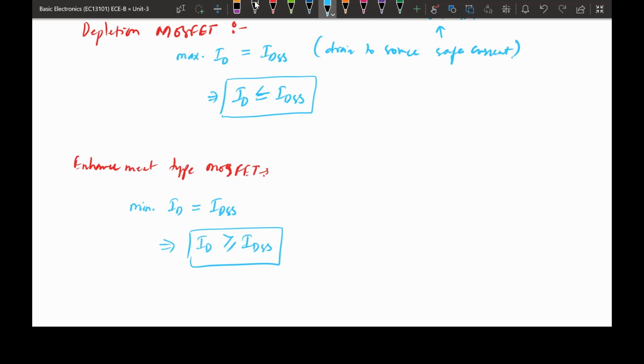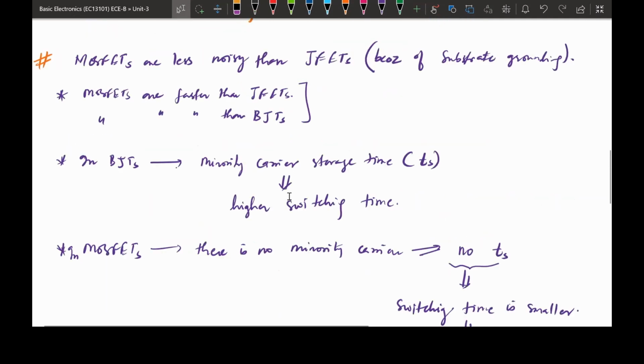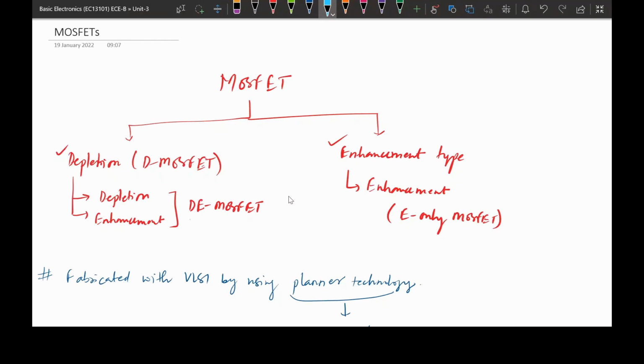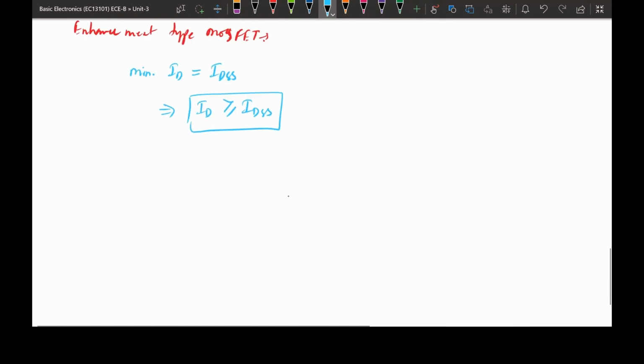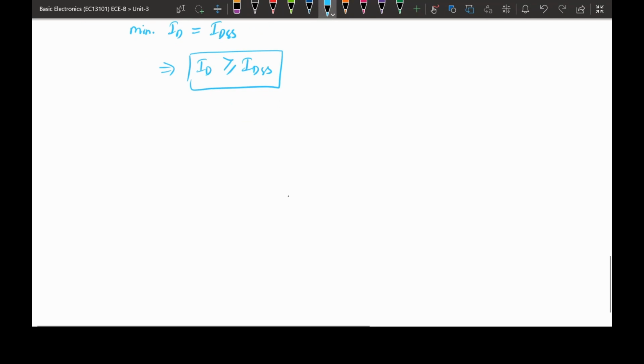JFET, we already know, is always operated in depletion mode only. But the N-channel depletion MOSFET or P-channel depletion MOSFET can operate in depletion as well as enhancement mode. That's why the depletion type MOSFET is also called DE MOSFET, or sometimes dual MOSFET, because it can operate both in enhancement as well as depletion mode. That's why it is called depletion dual MOSFET.